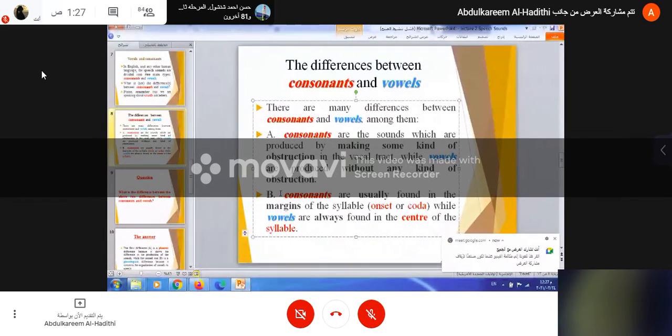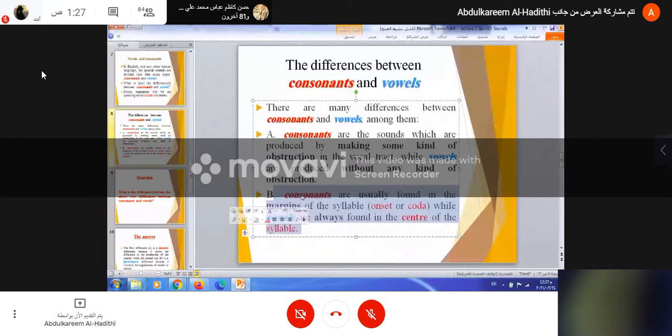The differences in phonology between vowels and consonants: one of them is that the consonant comes in the margins of the syllable, while the vowel is found in the center of the syllable. Is it clear now?